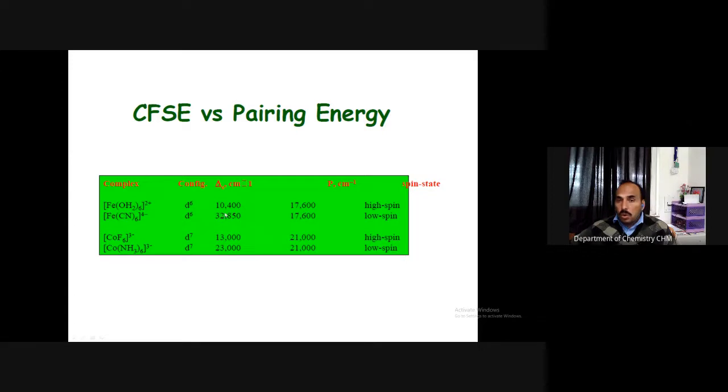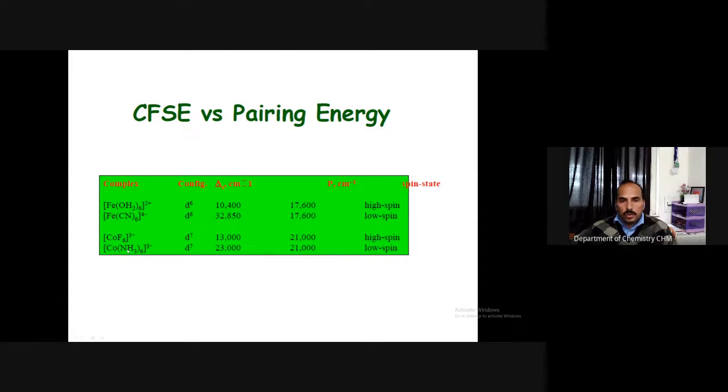However, the delta O is not. Cyanide is a much stronger field ligand compared to water. It is causing much more splitting, like 32,850, which is higher than the pairing energy. So a low spin complex will form in case of cyanide as a ligand. However, in case of water as a ligand, delta O of 10,400 is less than the pairing energy, so a high spin complex will form. Understood?